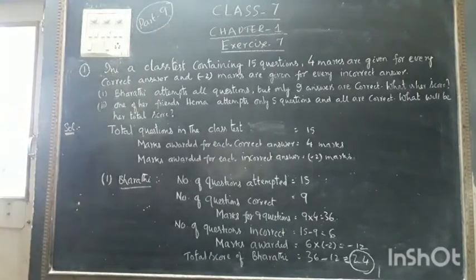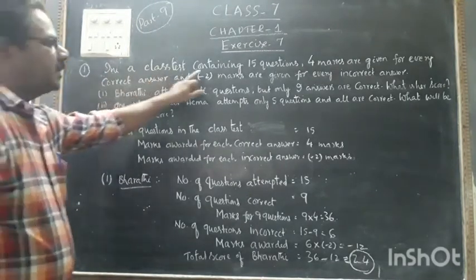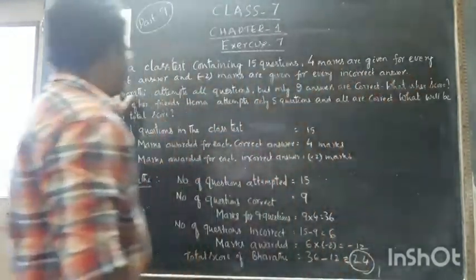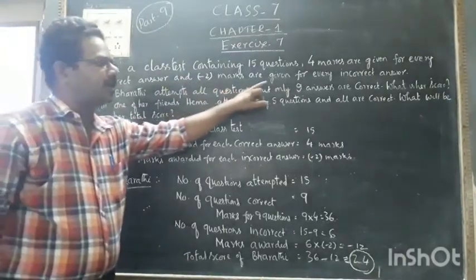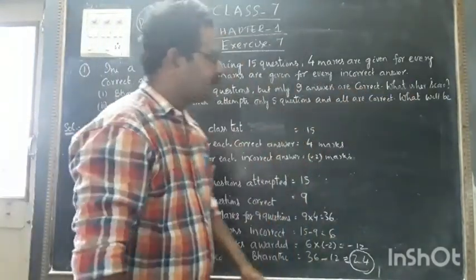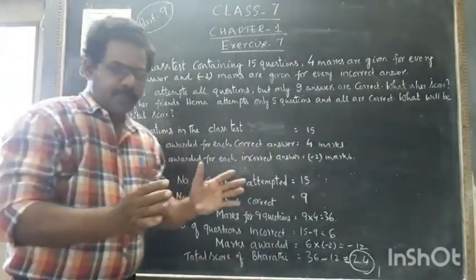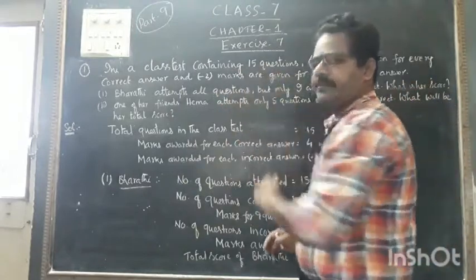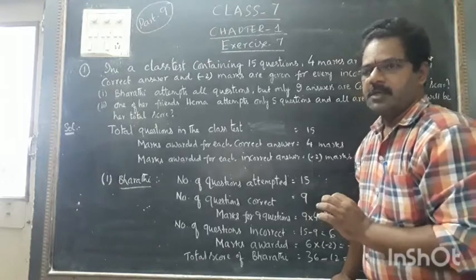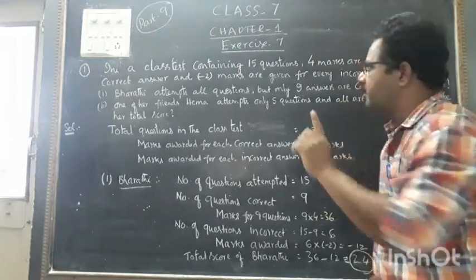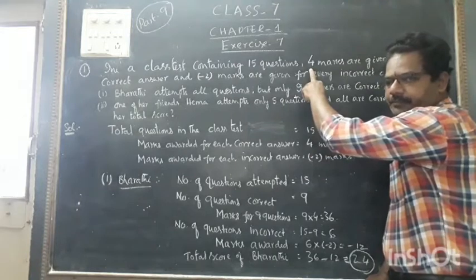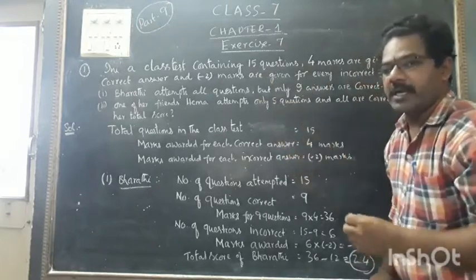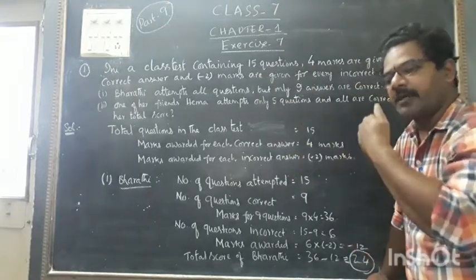Please see the sum. In a class test containing 15 questions, 4 marks are given for every correct answer and minus 2 marks are given for every incorrect answer. Okay. Suppose I conducted a maths class test for you in the class. I have given you 15 questions. For each correct answer, I will award you 4 marks. So each question is 4 marks, which means 4 into 15 is the total marks.